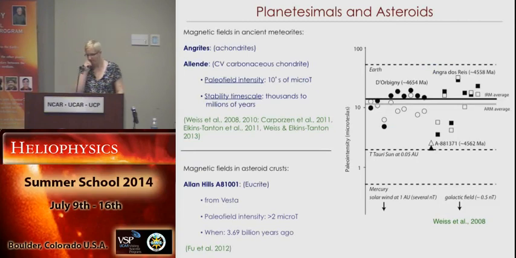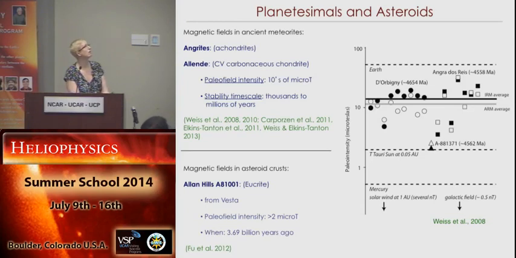But okay, so I want to talk a little bit about planetesimals and asteroids, small bodies, and then I want to talk very briefly about extrasolar planets. So for the small bodies, what am I talking about here? So the thing is that there are magnetic fields in ancient meteorites. So meteorites that we know come from very early in the solar system, earlier than 4.5 billion years ago, okay?